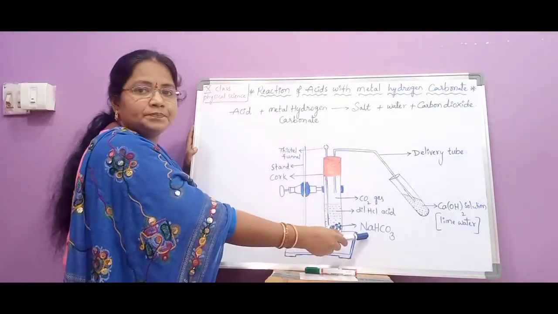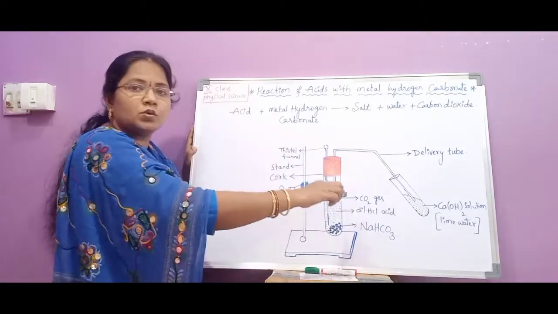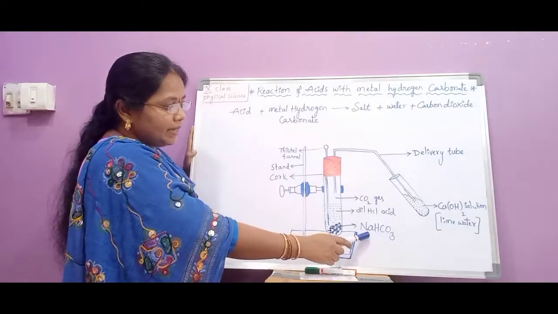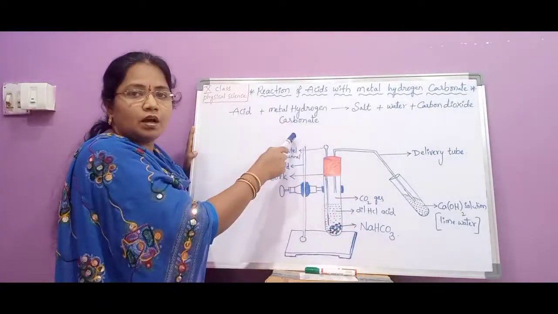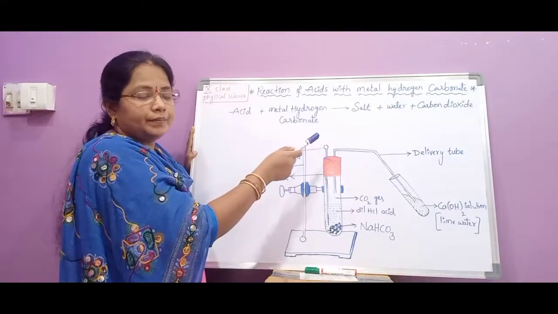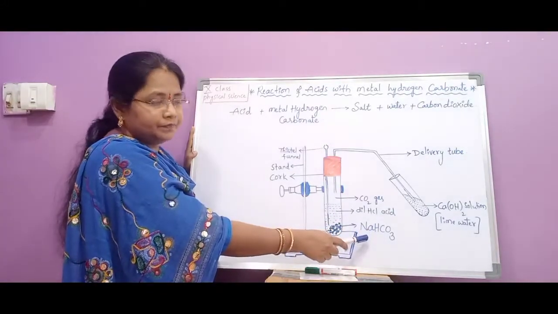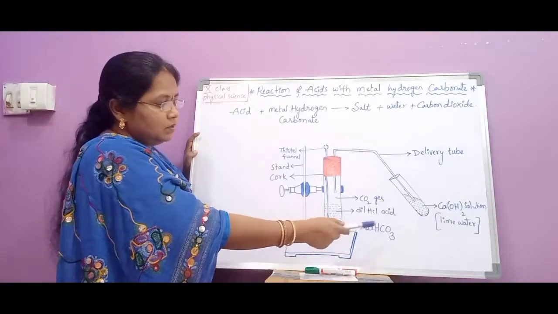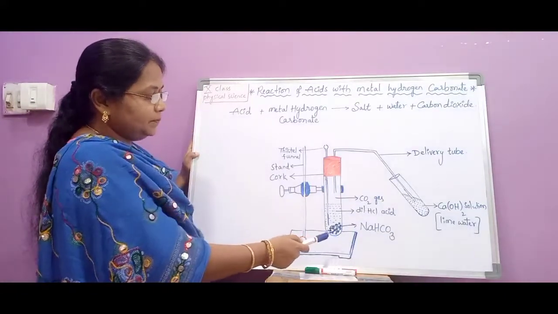So here I have changed the chemical. Previously we took sodium carbonate. Now I have taken sodium bicarbonate. Sodium bicarbonate is nothing but sodium hydrogen carbonate, which is a metal hydrogen carbonate. Metal hydrogen carbonate can also be called metal bicarbonate. Sodium hydrogen carbonate can also be called sodium bicarbonate. In common language we call it baking soda. And arrange all the apparatus as shown in the diagram here.